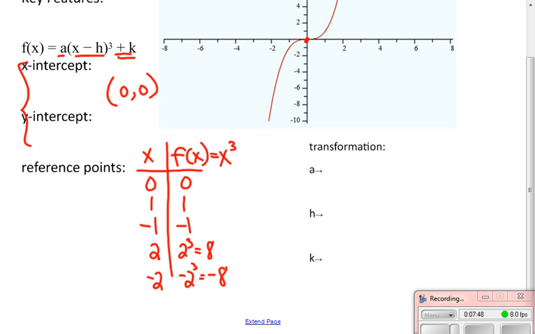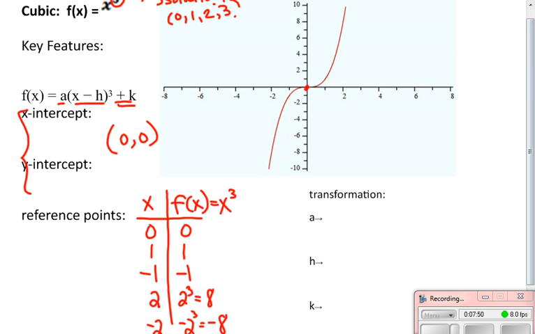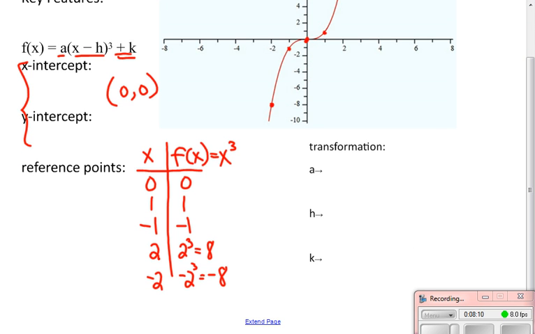So we start to see this behavior for quadrants 1 and 3. So 1 in, 1 out, negative 1 in, negative 1 out. Positive 2 in, 8, negative 2, negative 8. And you start to see that swoosh pattern form. So A this time still controls direction, except a positive A is going to have our direction going this way.